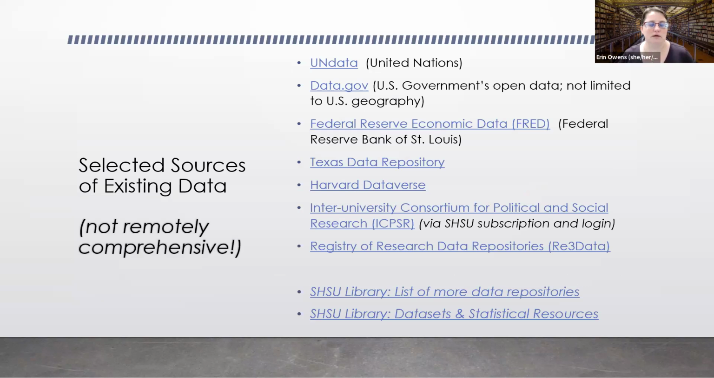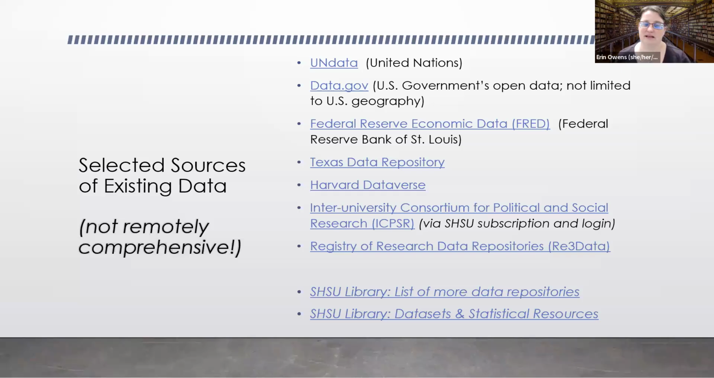I've included a few links here for you to come back to in the slides. This is not remotely comprehensive, but this is a few ideas of repositories where you could go to look for data. UN data is United Nations data sets. Data.gov is open data from the US government. It is worth noting that that does not mean the topics are limited to US geography, because the US government does collect data pertinent to a lot of international topics. So it's not necessarily geographically limited in scope, just in terms of who collected it.